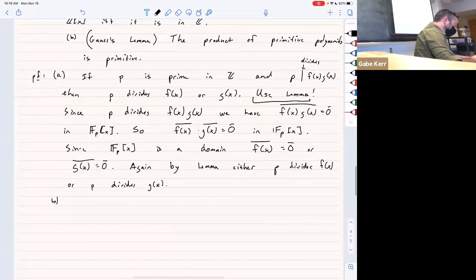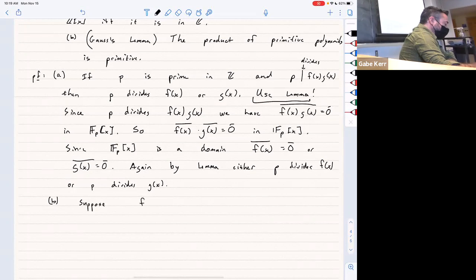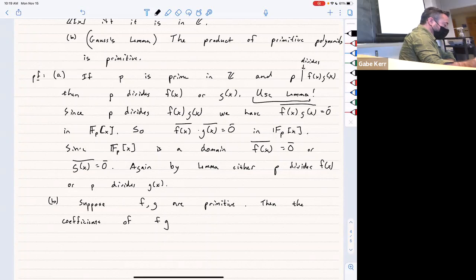Okay, so how do we use this? Well, this is the other version of the lemma. For Gauss's lemma, we just say, okay, suppose f and g are primitive, then the coefficients of f times g, I'm just leaving off the x now, are relatively prime.